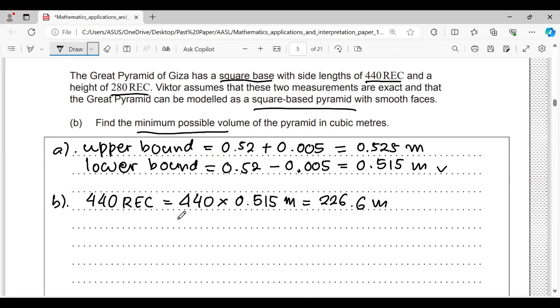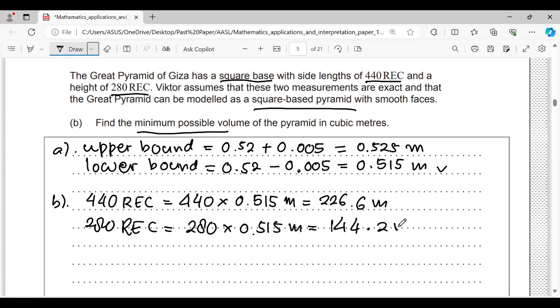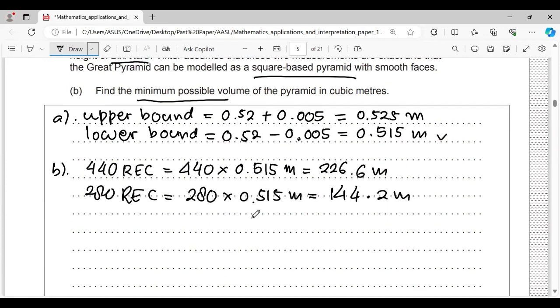While for 280 REC, it equals 280 times 0.515 meters, and it is 144.2 meters.